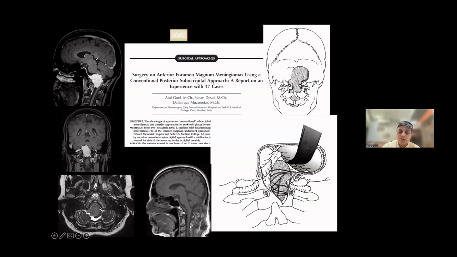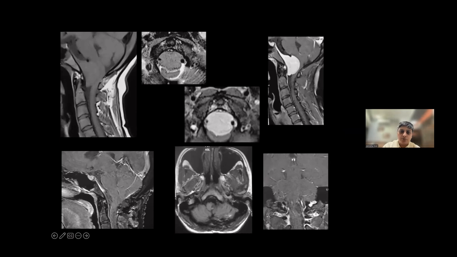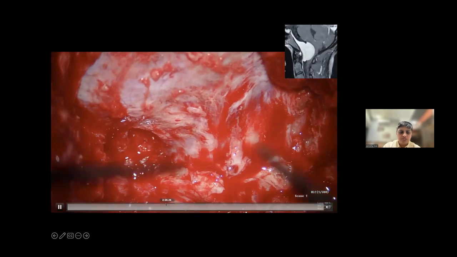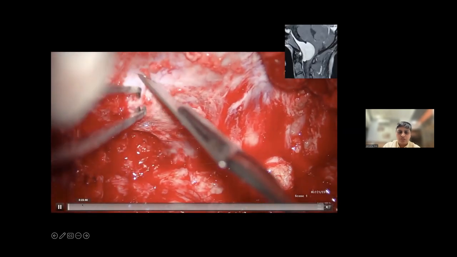The next important tumor in this region is the foramen magnum meningioma. And again, we use the conventional posterior suboccipital approach for these ventrally placed foramen magnum meningiomas. Here you see both the vertebral arteries: one is within the tumor, one is just abutting the tumor. And here you see the post-op images. I will again show just some steps.